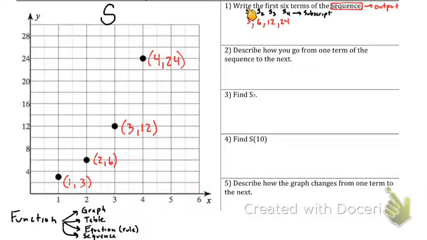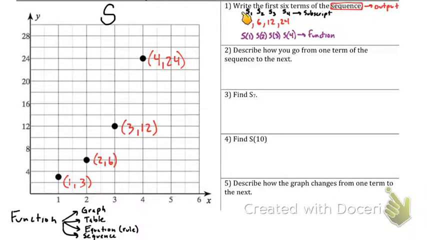Instead of calling this S little 1, we can call it, in function notation, S parentheses 1. This guy would be called S parentheses 2, S parentheses 3, and S parentheses 4. This is function notation. But they mean exactly the same thing. And this is what they mean.